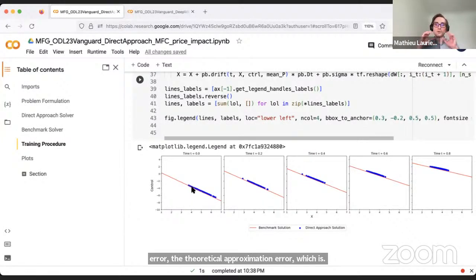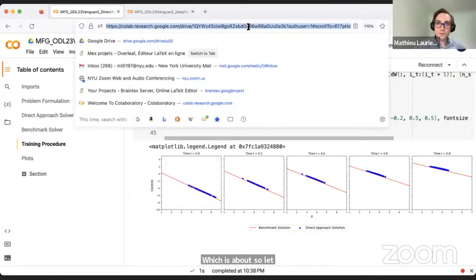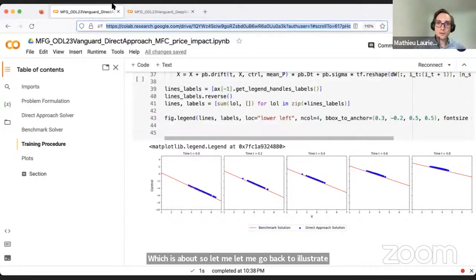about. So let me go back to illustrate this, because actually, it's connected to the slides.